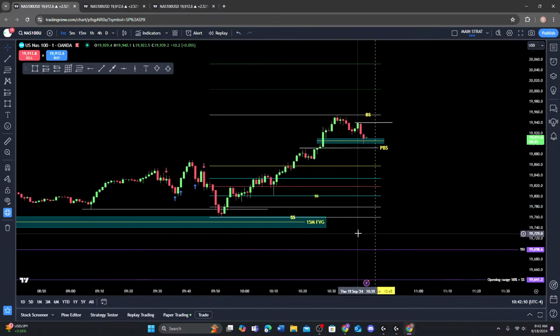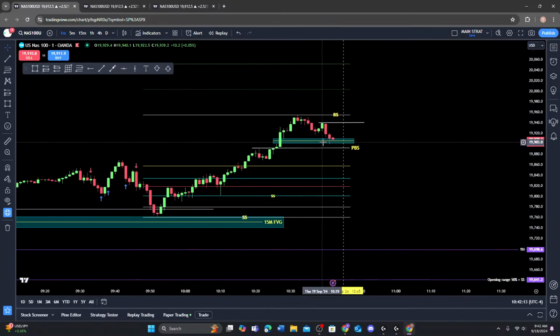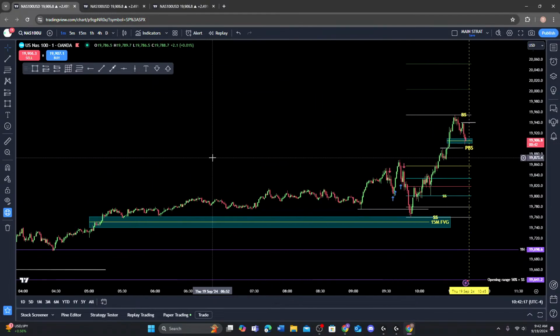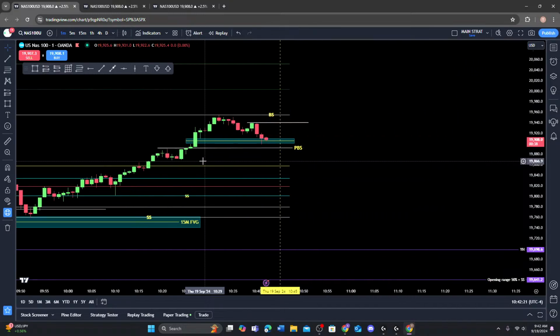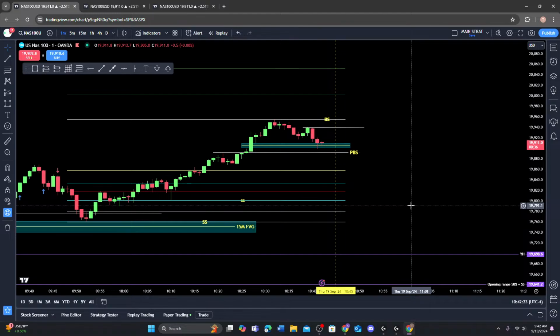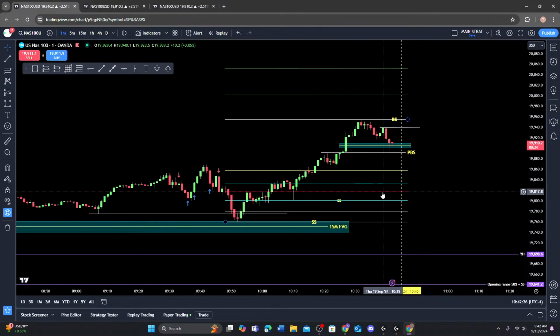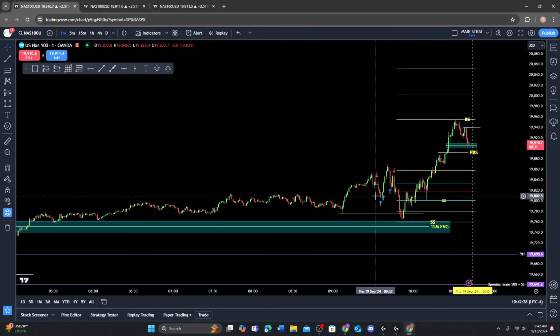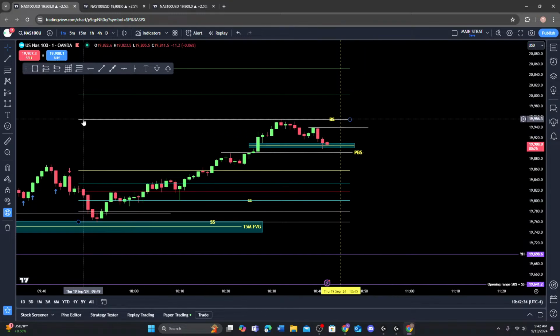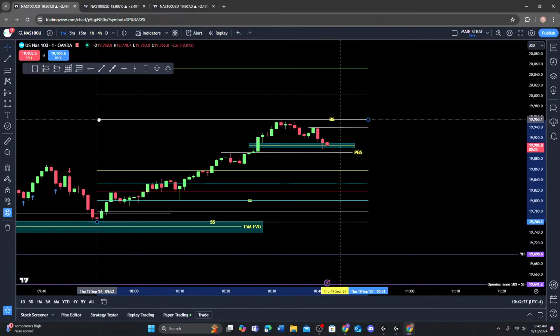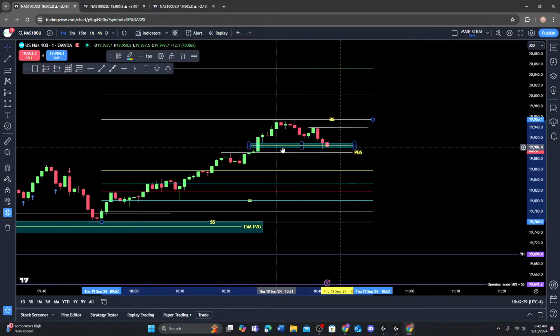The only reason I'm not really taking this trade here is because we took out a major buy side on the higher time frame. So you can still push higher, but I don't really like to take a trade higher if we just took a major buy side. I'm just going to sit on my hands right now and see how it reacts to fair value gaps and stuff down here.